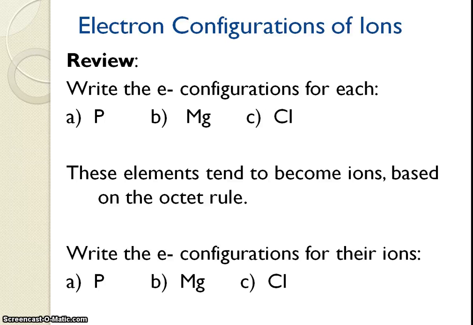And chlorine, same thing as phosphorus, it's going to fill up that p shell. So right now it's 3s2, 3p5. If you stick 1 more in that p so it becomes 3p6, then you've got a full octet and it's stable.